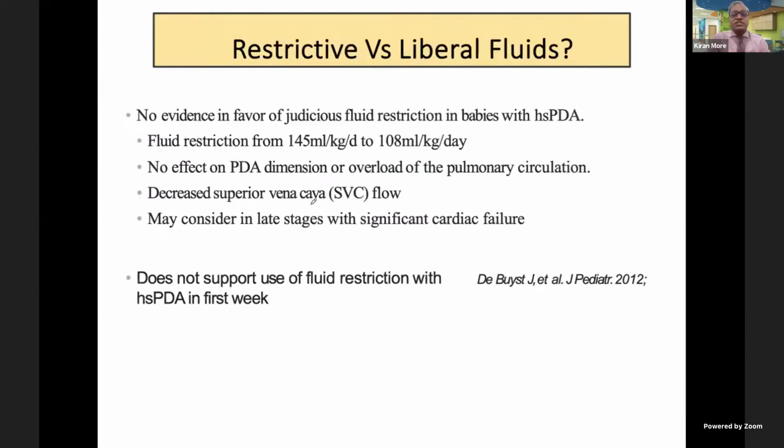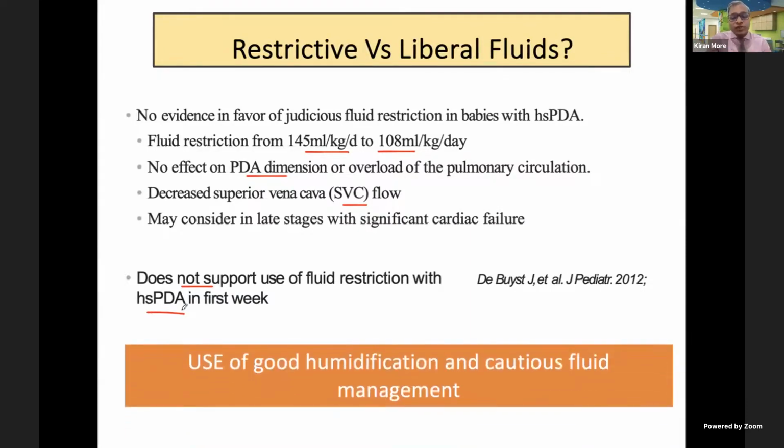So this is again restrictive versus liberal fluid. There are studies looking at 145 versus 110, and there's no effect on the PDA dimensions or SVC flow, but it does not support use of fluid restriction with HSPDA in the first week of life. And more so, if there is a ductal steal, you might make things worse, because if you are underhydrated along with the steal, your acidosis, renal ischemia might worsen, or the gut ischemia might worsen. So use good humidification and cautious fluid management.